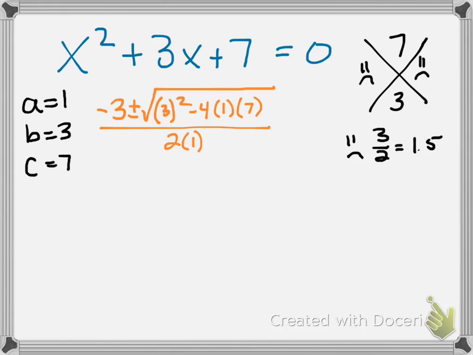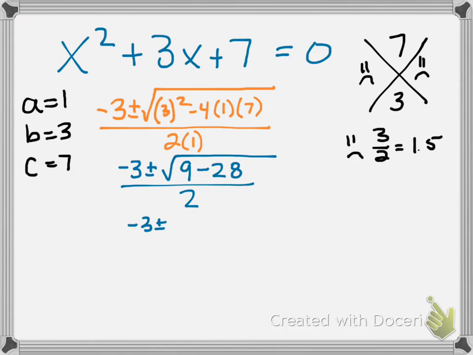All right, let's reduce and simplify. Negative 3 plus or minus the square root of 9 minus... So negative 4 times 1 is negative 4. Negative 4 times 7 is negative 28. All over 2 times 1, which is 2. Now, here's where I bet you guys are freaking out a little bit. 9 minus 28 is negative 19.